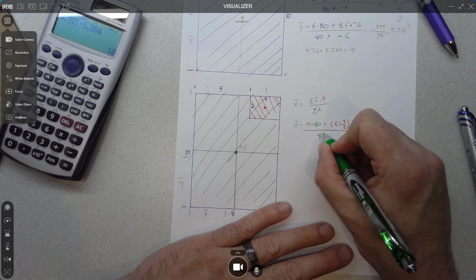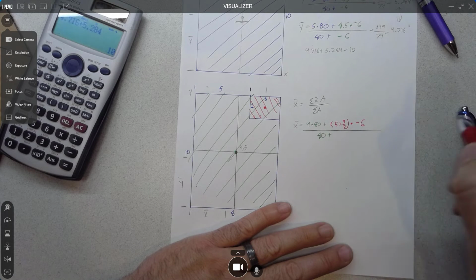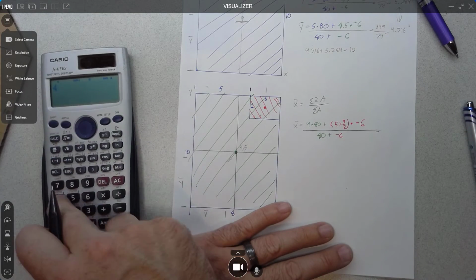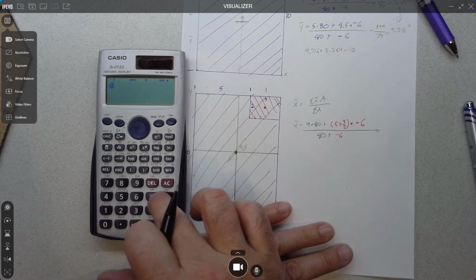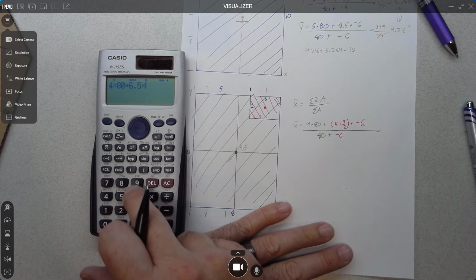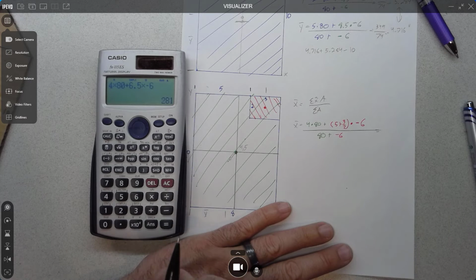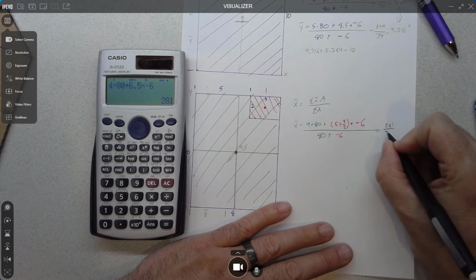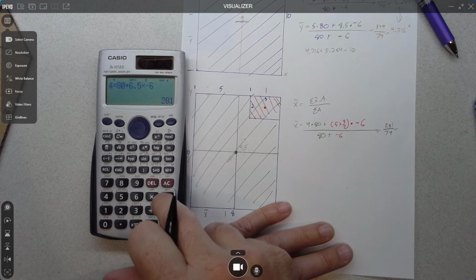So 80 plus negative 6. So this is going to be equal to 4 times 80 plus 6.5 times negative 6. So that's 281. And as before, we got 74 here.